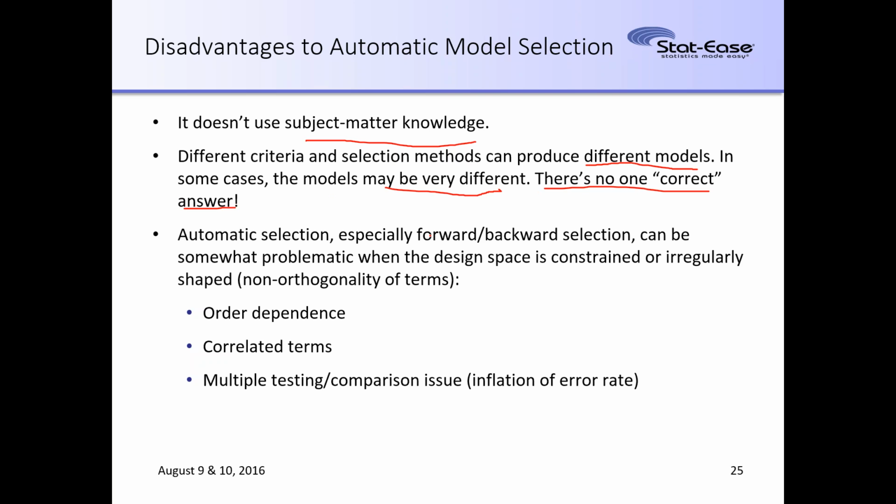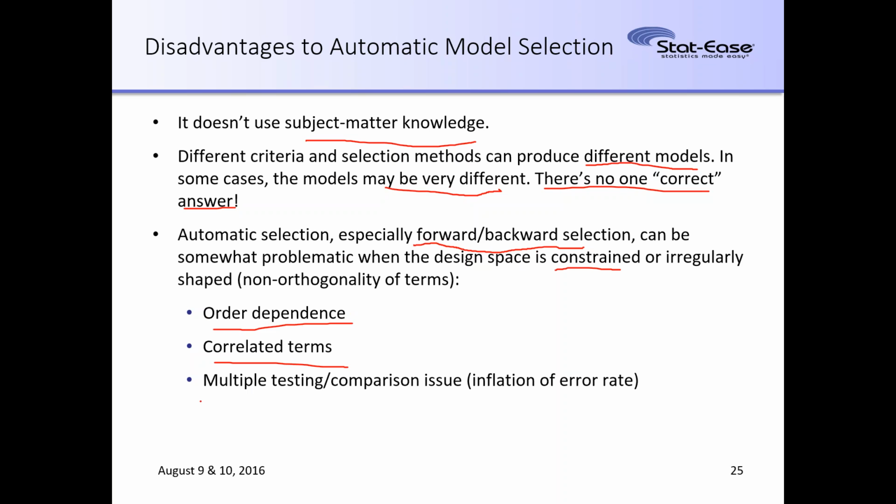Also, automatic selection, and we'll see this in just the next few slides here, especially forward or backward selection, can be somewhat problematic when you have a constrained or irregular design space. This also holds true if you have a mixture experiment where you're experimenting over a simplex or some subregion of the simplex. There may be an order dependence, so the order in which the terms are added or dropped may end up producing different models in the end. You may have an issue with correlated terms.